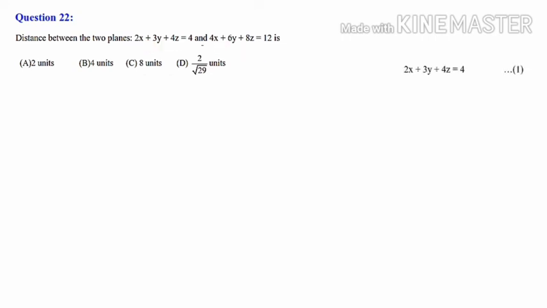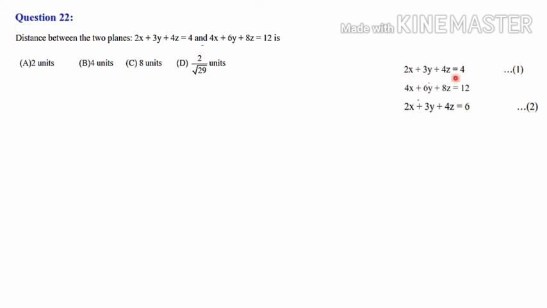So let's take the equation 2x plus 3y plus 4z is equal to 4, equation number 1, and the second equation 4x plus 6y plus 8z is equal to 12. When you look at the second equation, there is 2 common. So when you cancel 2, it becomes 2x plus 3y plus 4z is equal to 6. Label it as equation number 2.